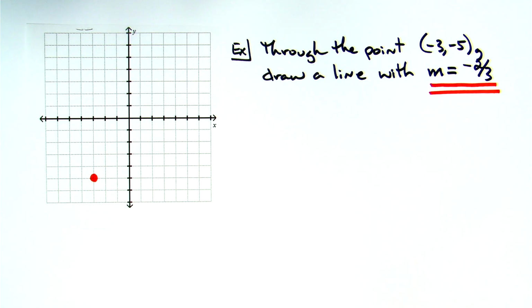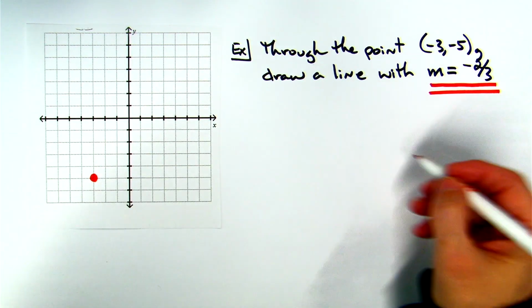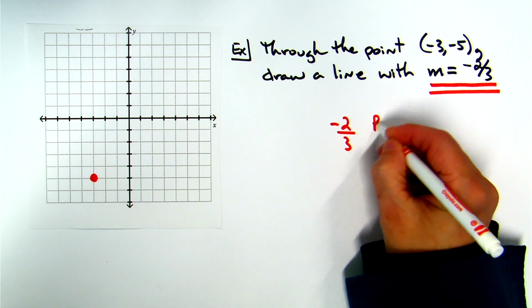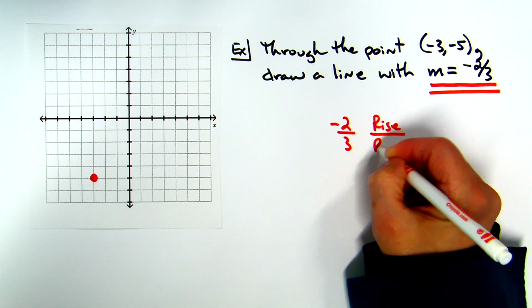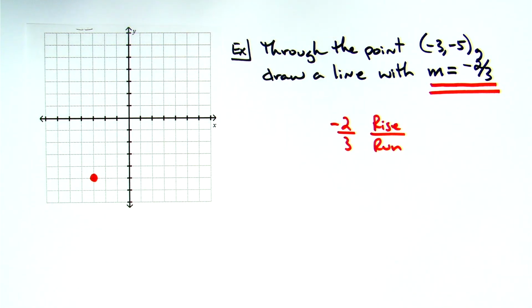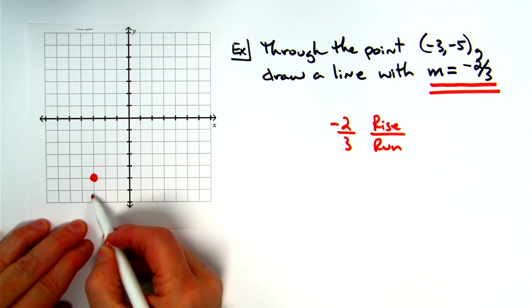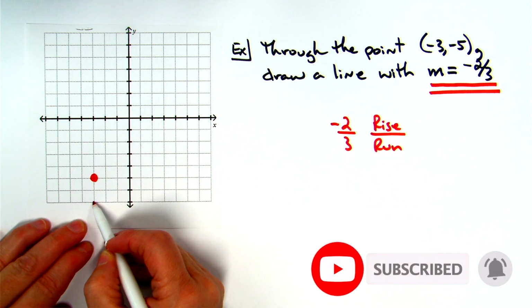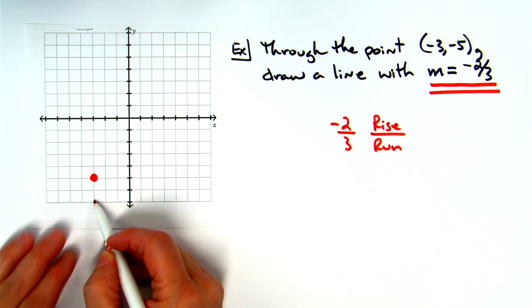M is rise over run, slope. All right, so I'm going to rewrite it here. The -2/3, this is my rise, this is my run. When I rise a -2, I can go down 2. Now when I go down 2, I'm not going to put a dot. I'm just going to count and keep my pencil there. Now I'm going to run a +3, so I'm going to run to the right 3.